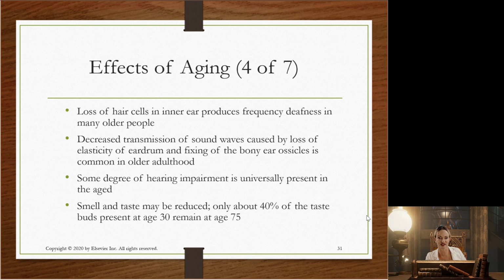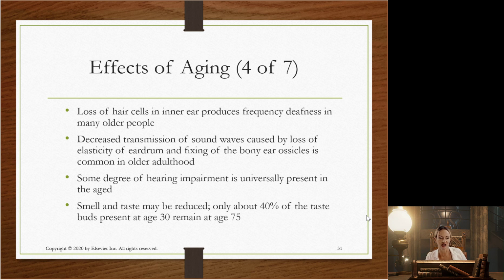We have a loss of hair cells in the inner ear, which produces frequent deafness in many older people. Decreased transmission of sound waves caused by the loss of elasticity of the eardrum, and fixing of the bony ear ossicles, is common in the older adult. Some degree of hearing impairment is universally present in the aged. Smell and taste may be reduced, and only about 40% of the taste buds present at age 30 actually remain at 75.